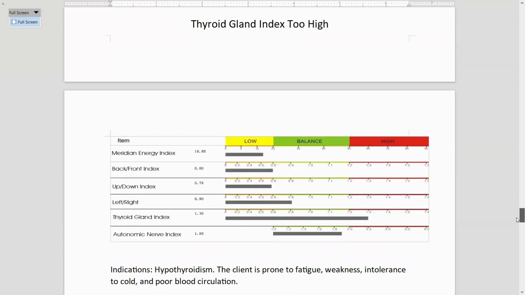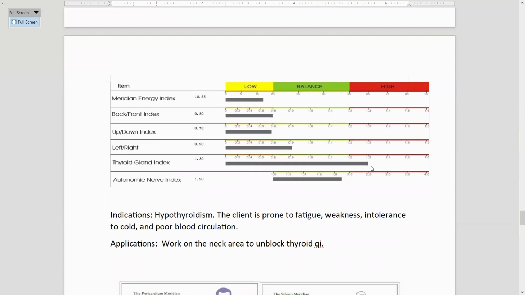So we see the thyroid. So this is what we had mentioned earlier. So as you can see, the thyroid is in the high, and it corresponds with low chi. So what's important to note is that even though it says it's high, it's actually indicative of hypothyroidism. However, this does not mean that that person has hypothyroidism.